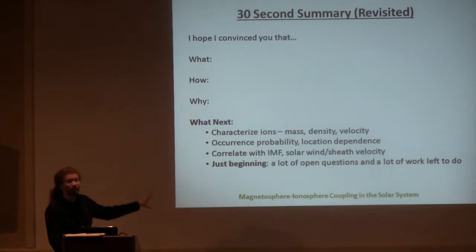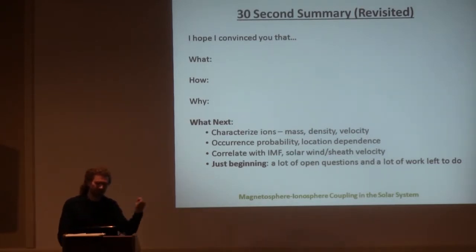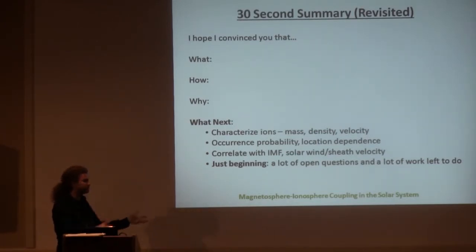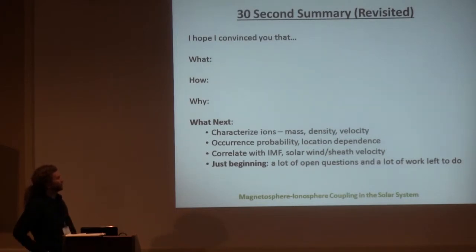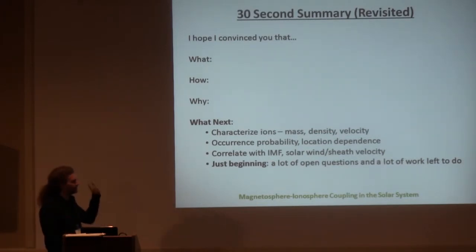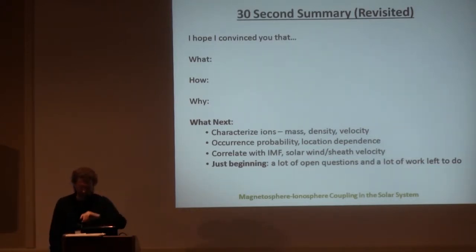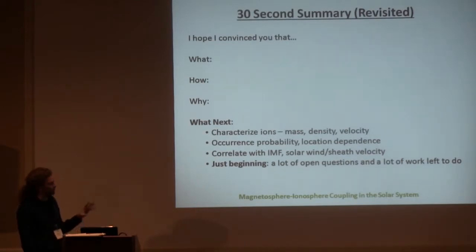What's next? There's a whole bunch more to do. This has just been a first look at, hey, wow, this is neat. What does this mean? We need to do a lot more characterization with the mass, density, and velocity of these ions. And where do we see them? When do we see them? Can we get some probabilities and dependencies on this? And of course, if these things are related to sheath flow or boundary layer flow, we need to correlate that with what's driving it: solar wind, IMF, even sheath velocities.